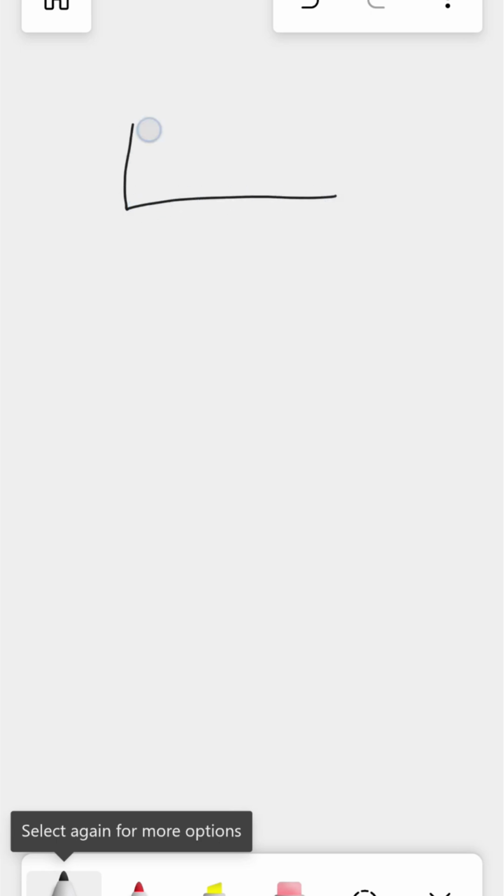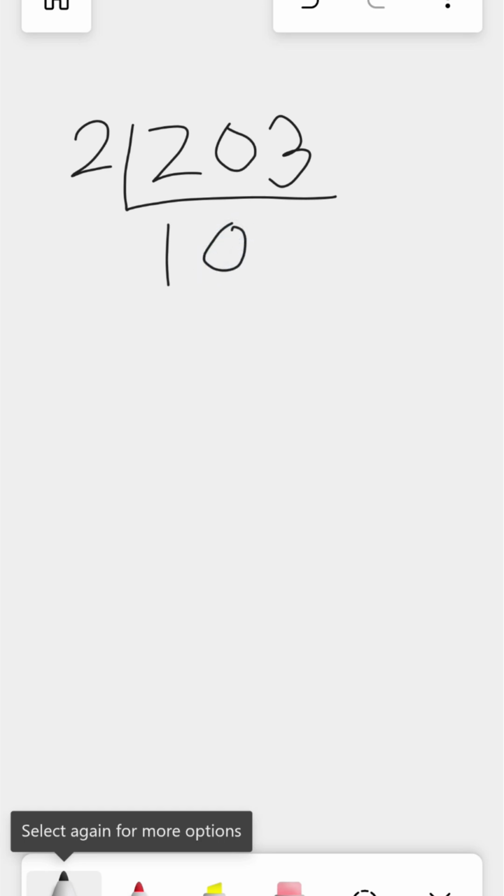So we will write 2, 0 and 3. We'll divide it by 2. At first we'll take 2. 2 ones are 2. We will write 1 here. In 0 we cannot divide, so simply the 0 will come down. Now we'll take 3. In 3, 2 into 1 is 2, so only one time we can give. Now 1 is left, so we'll write 1.